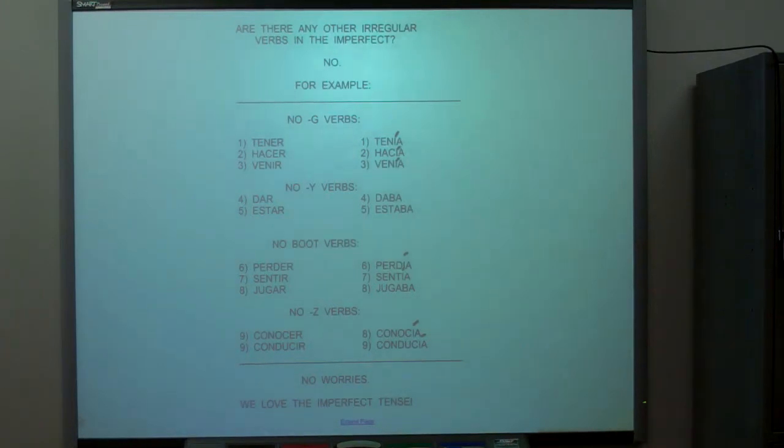So again, imperfect is easy. What does AR turn into? Aba, abas, aba, abamos, aban. What do ER, IR verbs turn into? Ía, ías, ía, íamos, ían.